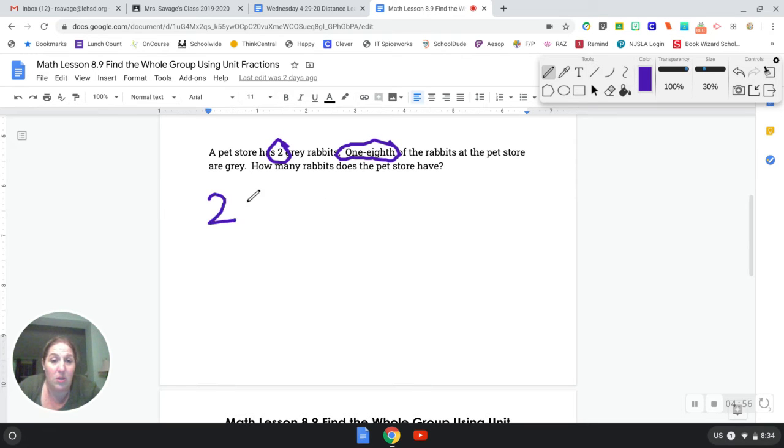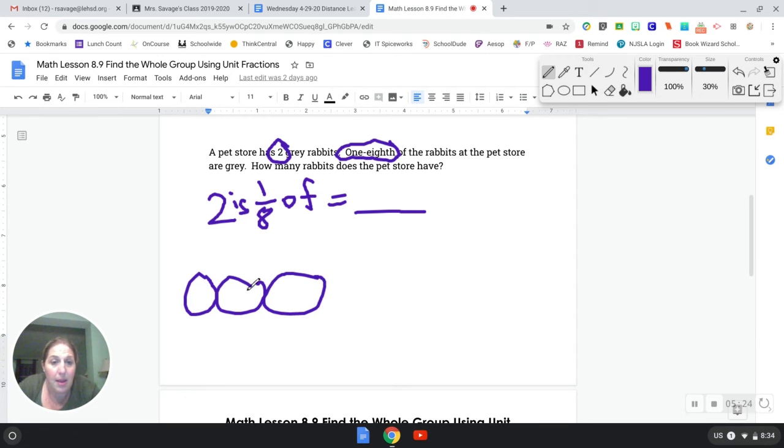Okay, so I know that 2 is 1/8. Could have written this of what? Well, let's use our denominator trick again. What's my denominator? It is 8. So I'm going to draw myself 8 groups. And how many do you think is going to go in each one?